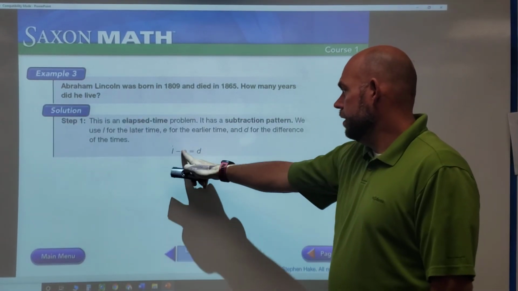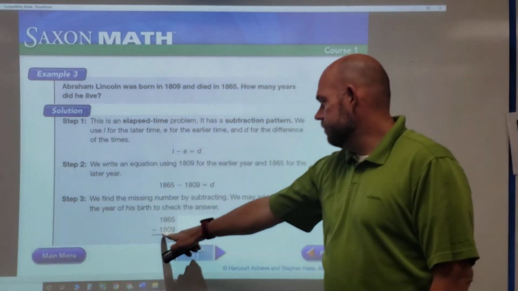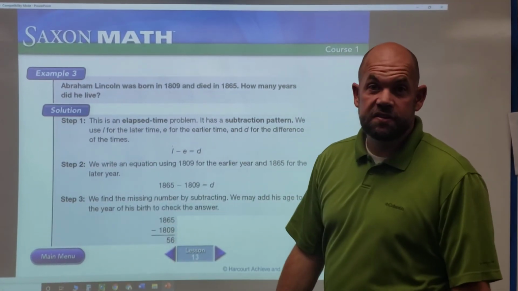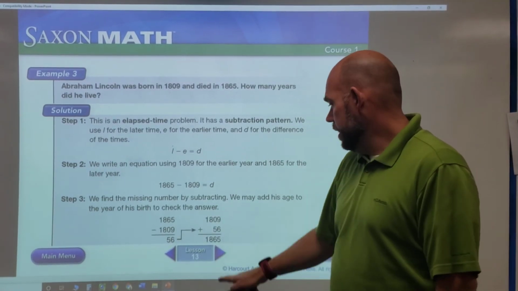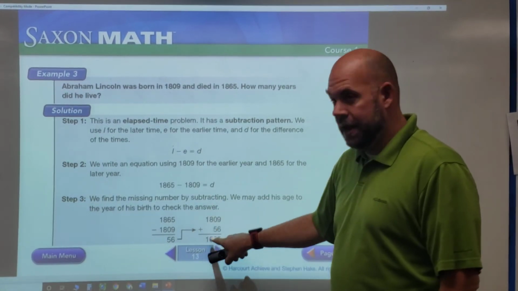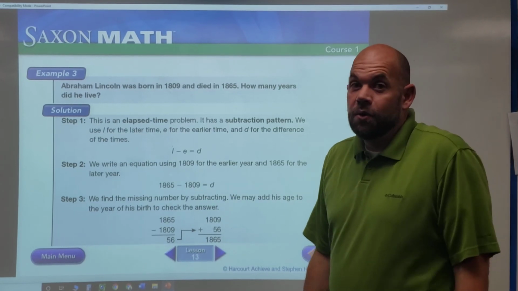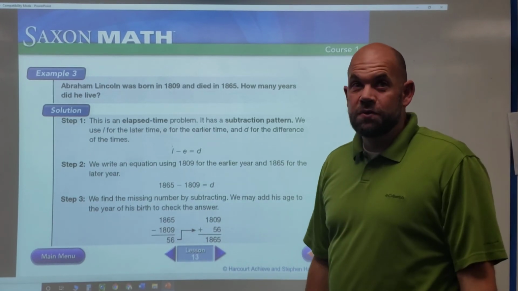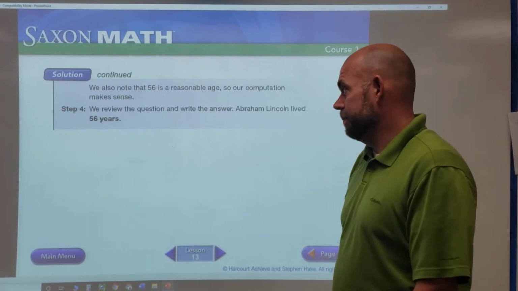So we take the later date, subtract the earlier date, which would be 1865, subtract 1809, and we get 56 years old. We can check that by adding 56 to 1809 and getting 1865. Now if you do this every time and add it to the earlier date, you're always going to be able to check your work. You're always going to know if you got it right. So this is a really good lesson to check your work.